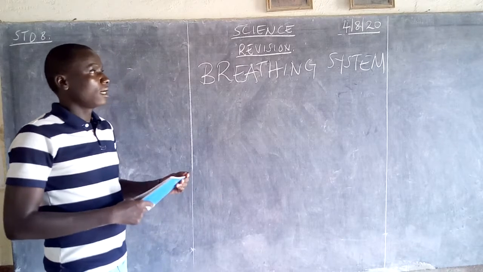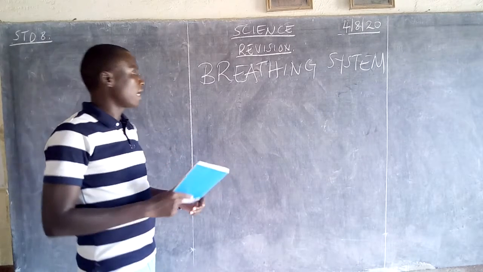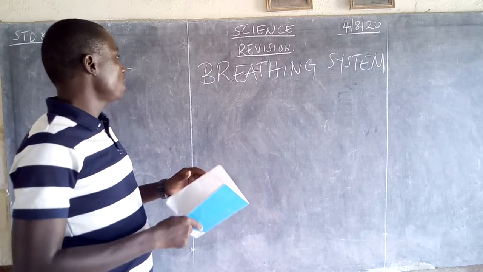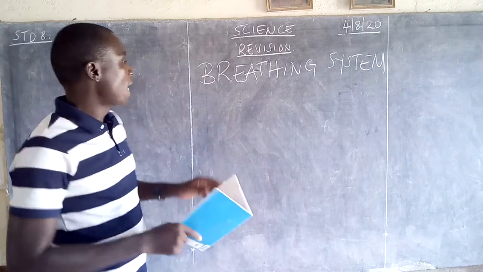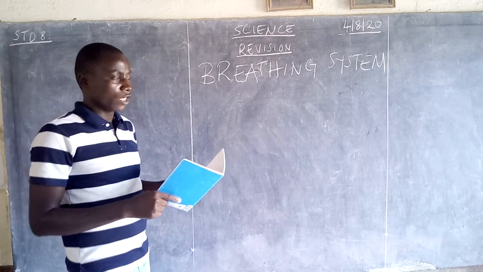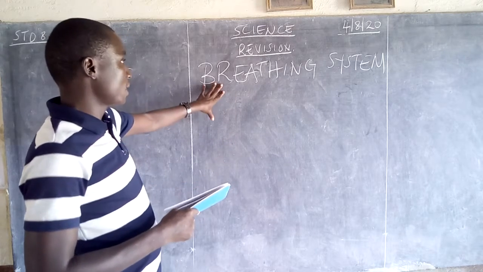And I want to take you through revision and area of concern. It is the breathing system, class 5. Previously, we looked at the digestive system. I'm handling the human body, and I want to deal with this topic across the board from class 5 all the way to class 8. So here, we want to look at the breathing system.